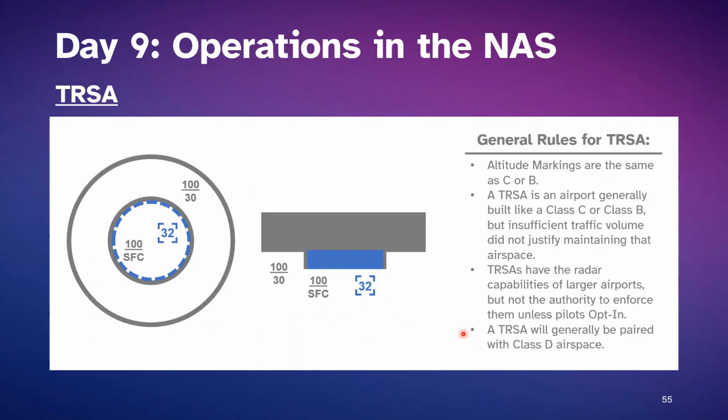TRSA is kind of like somebody made a Class Charlie and then gave up. In this case, they offer the radar services that are available at Class Charlie airports, but they are not compulsory like they are at a Charlie. You can treat them just like a Delta if you want, or you can treat them just like a Charlie if you want. The markings in the gray for the TRSA are marked just like Charlie or Bravo, and the markings for the Delta at the core, which is pretty much something you're always going to find, are in blue.